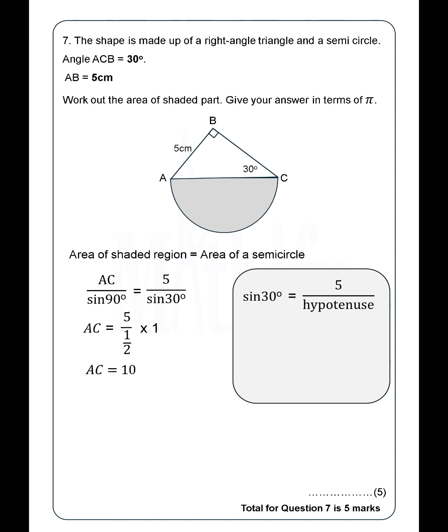As mentioned earlier, we know that sine 30 is equal to half. So this is from exact trigonometric values. So half is equal to 5 divided by hypotenuse. In other words, 5 divided by x. Now remember, x is equal to AC.